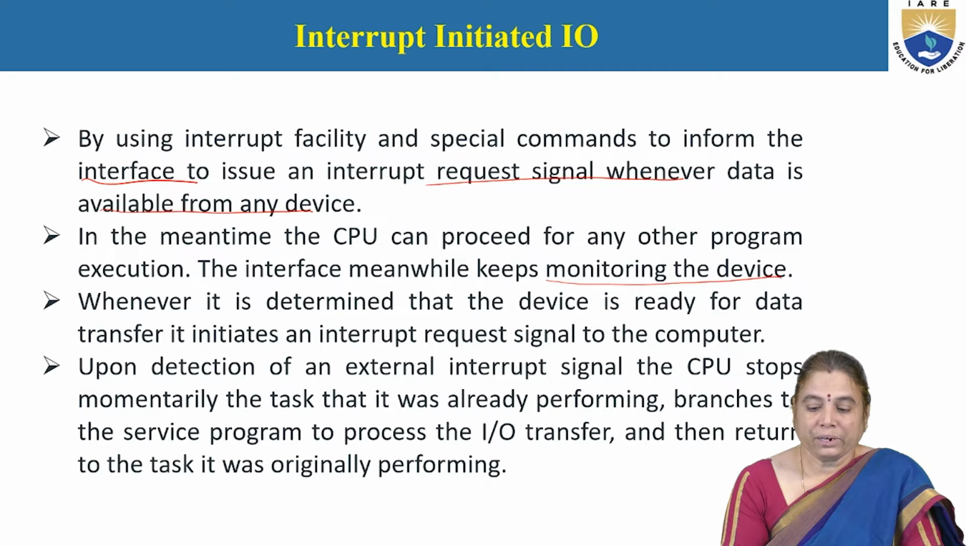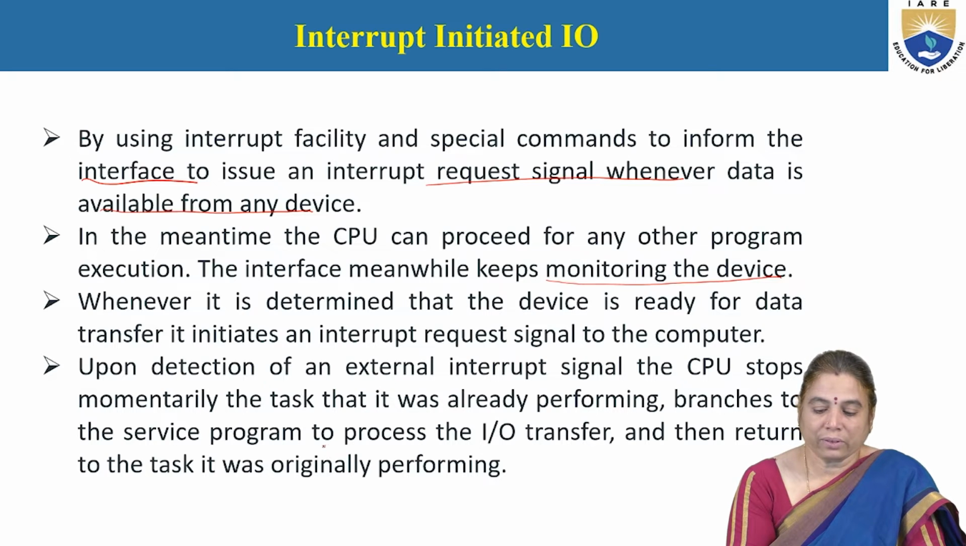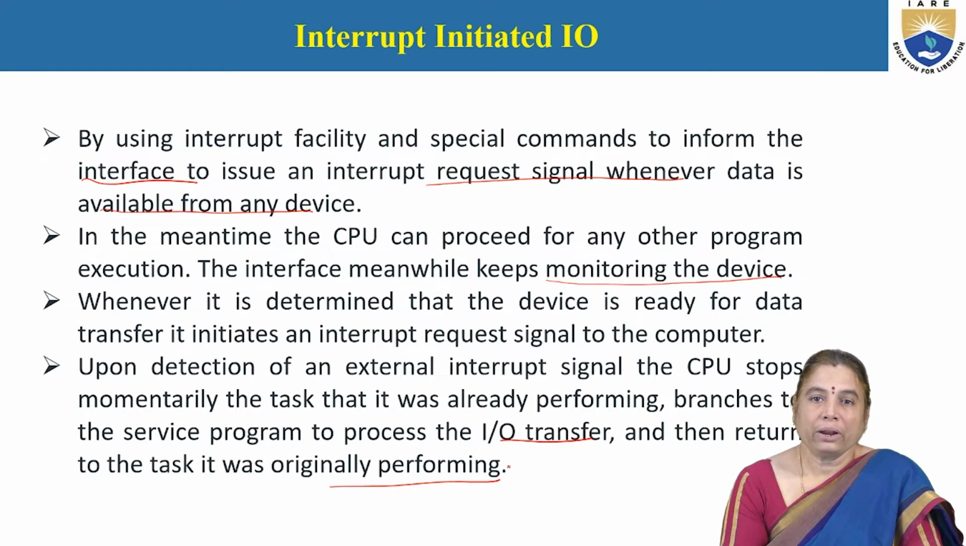When it is determined that the device is ready for data transfer, it initiates an interrupt request signal to the computer. Whenever an interrupt signal is detected, the CPU stops the task that is currently executing, branches to the service program to process the I/O transfer, and then returns to the task it was originally performing. This method of data transfer is referred to as interrupt initiated I/O.